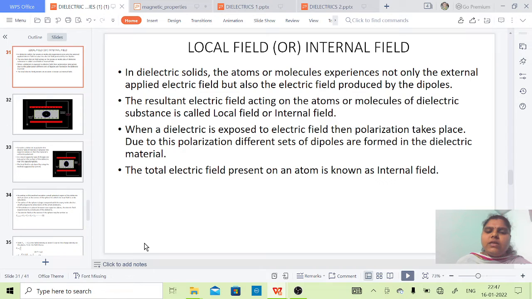When a dielectric is exposed to an electric field, then polarization takes place. Due to this polarization, different sets of dipoles are formed in the dielectric material. So considering only one atom, the total electric field present on an atom is known as internal field.